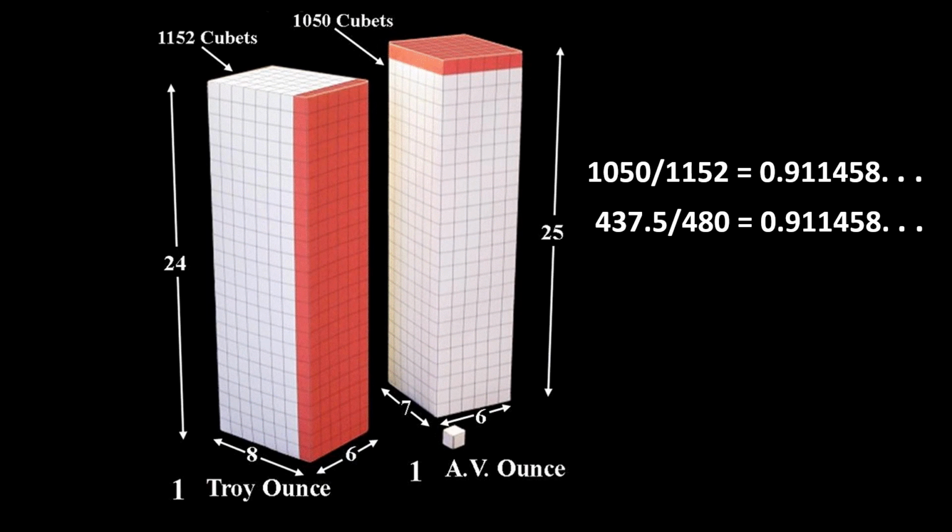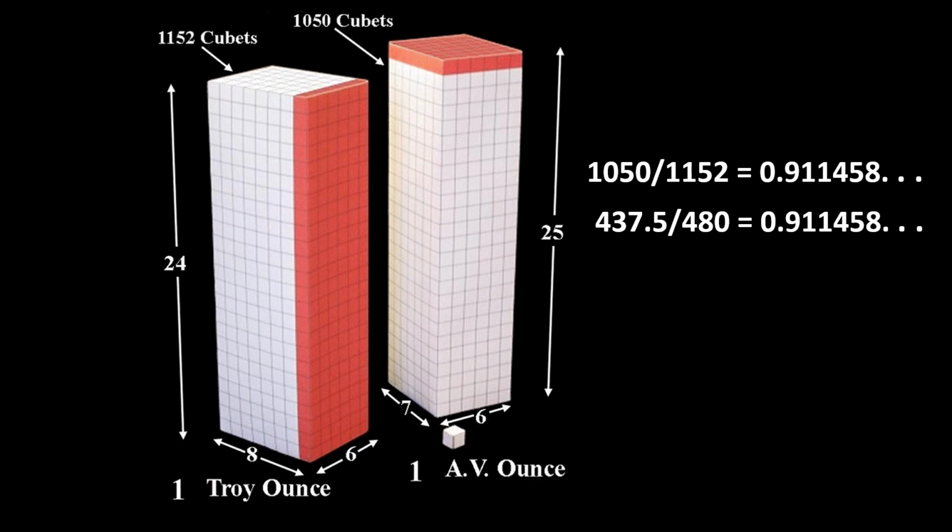We can even see that they share a common core of 1,008 white cubes in a 6 by 7 by 24 column, equal to 420 grains, which I will have more to say about in a future video. Now you can see that the only difference between the 2 ounces is which face of the common core gets an additional layer of cubes, which are highlighted in red.